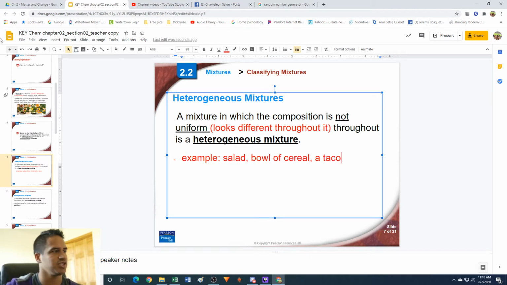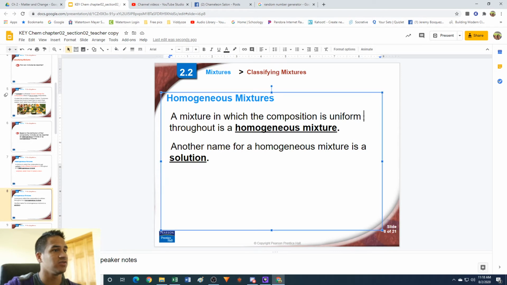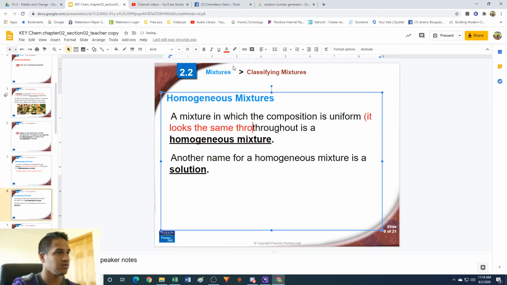So that's heterogeneous. Homogeneous mixtures, on the other hand, have a uniform composition throughout it. So what that means is if you look at it, you can't tell that there are different things inside of them. Okay, if you look at it, it just looks like it's just one material. So it's uniform. Again, let's just make sure we put this in our notes here. So it looks the same. It looks the same everywhere.